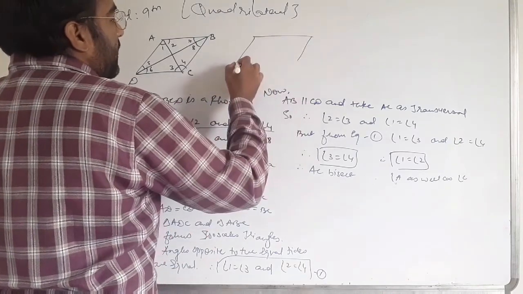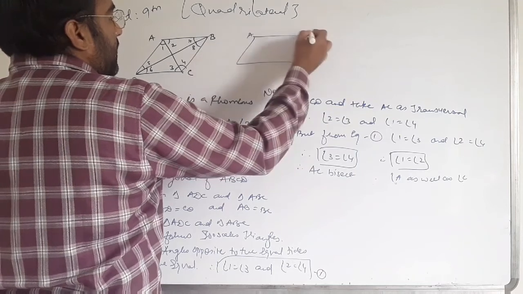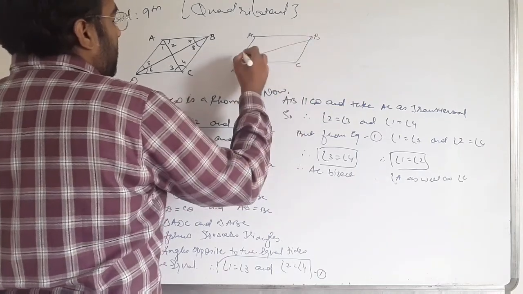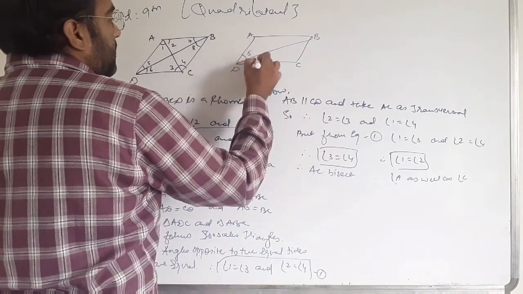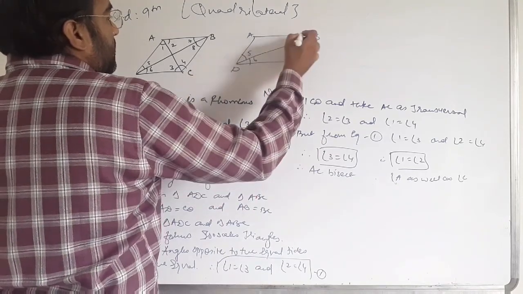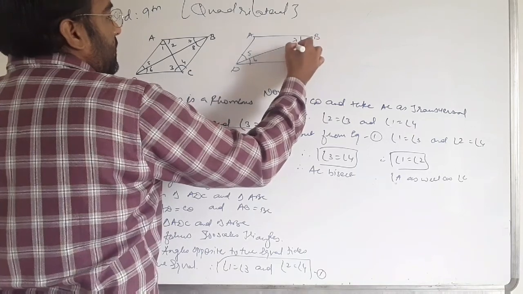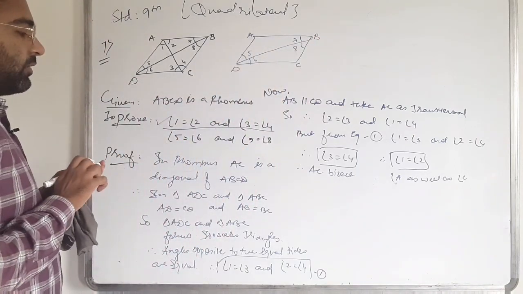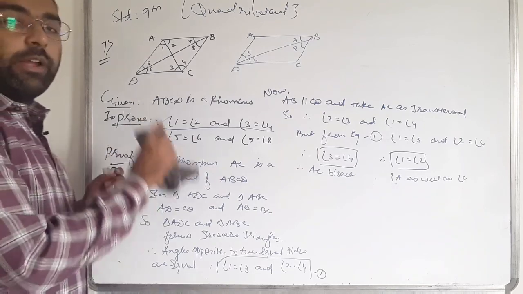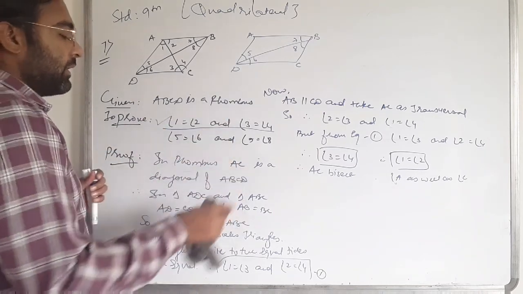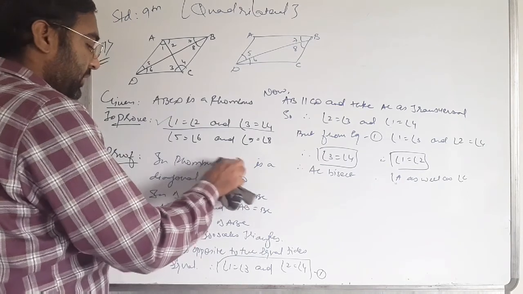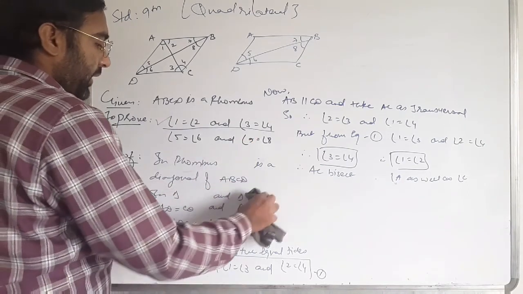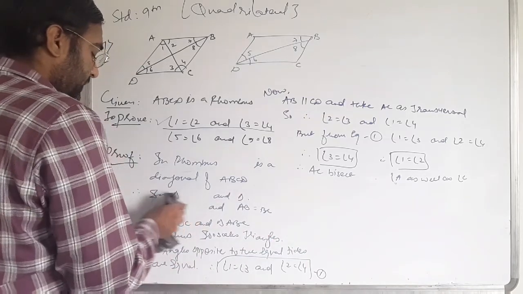We have to do all the same things for diagonal BD, taking angles 5, 6, 7 and 8. For that we have to write all these things, but just change the naming of the triangles and sides.